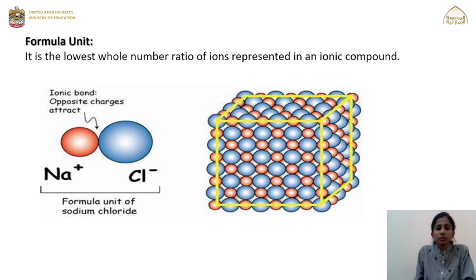So what is formula unit? It is the lowest whole number ratio of ions represented in an ionic compound. So in this figure, you can see the crystal lattice for NaCl. So formula unit will be the whole number ratio of ion represented. That is, this one portion of the crystal lattice is the formula unit. So this portion of the crystal lattice contains two units, that is one cation, that is Na+, and one anion, that is Cl-. So this is the formula unit for sodium chloride.